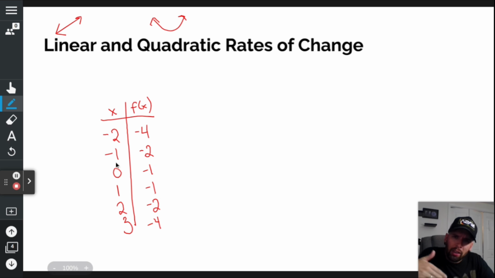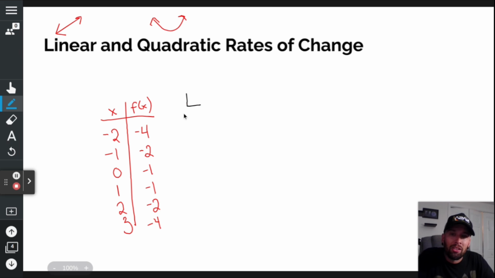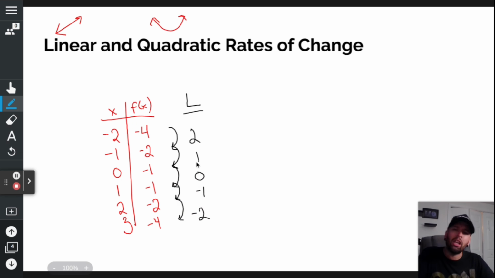So over here, x is going up by 1 every time. So if it's linear, whatever is happening over here has to happen the same every single time. So let's test its linearity, if that's even a word. To get from -4 to -2, I add 2. To get from -2 to -1, I add 1. To get from -1 to -1, I do nothing. To get from -1 to -2, I subtract 1. To get from -2 to -4, I subtract 2. Now, is this the same exact number every single time? No, then it's not linear.